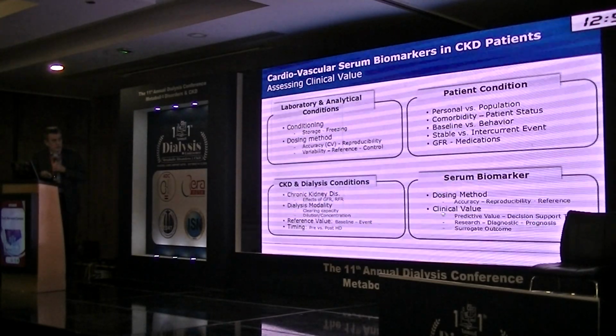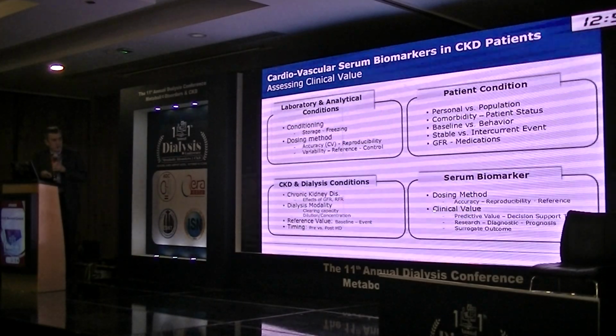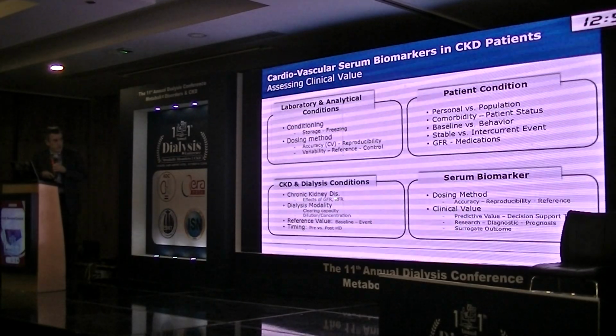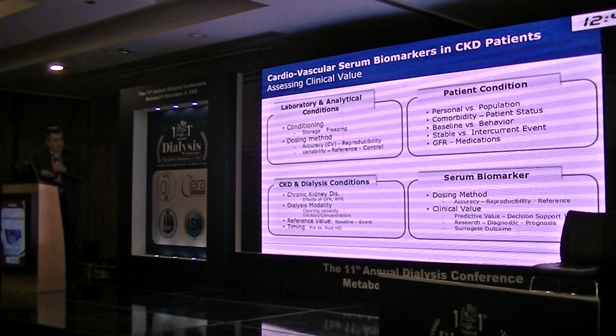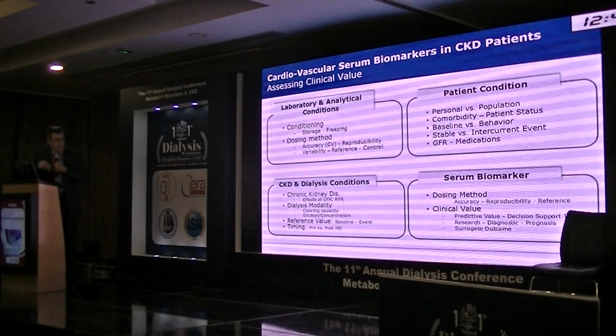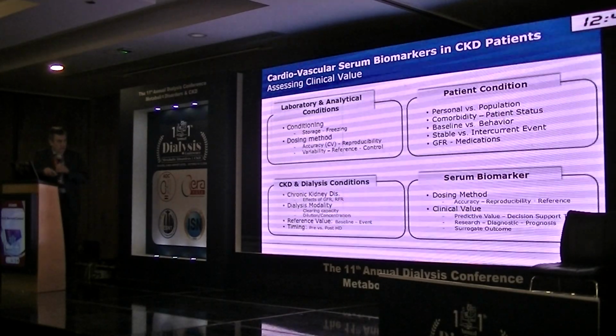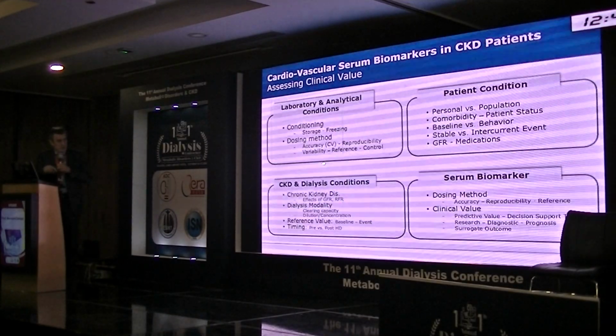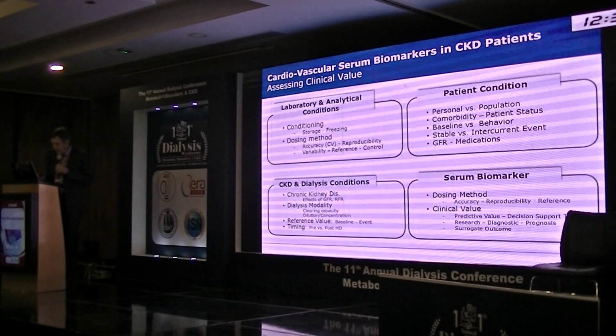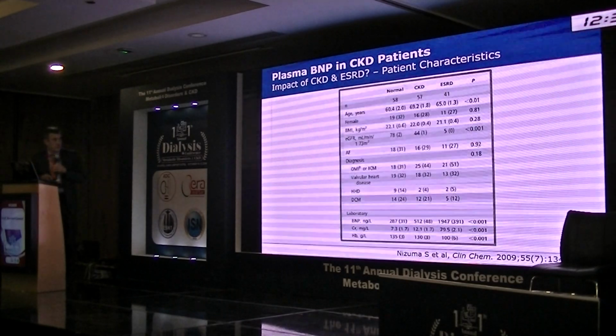You need to understand the serum biomarkers, the dosing method and the clinical value, which I will show you in a minute. And you have to understand where the patient is. Is it a CKD patient? Is it a CKD patient at stage 2, 3, 4, 5, or on dialysis? And what is the condition? This is very important to understand the value of each of these biomarkers. I will show you some examples.